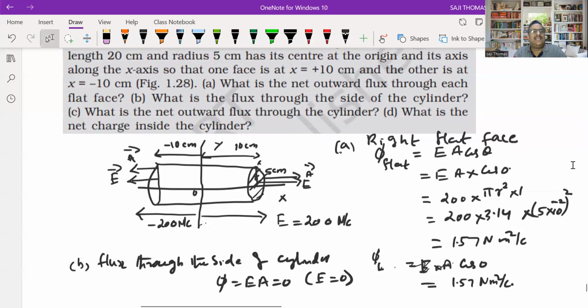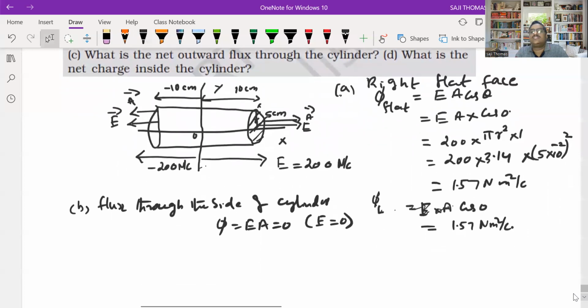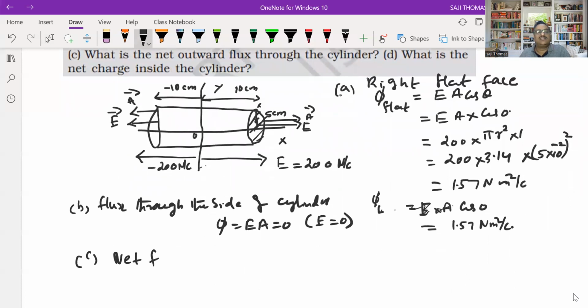Then they are asking what is the net outward flux. Net outward flux means you add all of these. So for part C, the net outward flux, add the three fluxes. 1.57 plus 1.57 plus 0 is equal to 3.14 Newton meter square per coulomb.